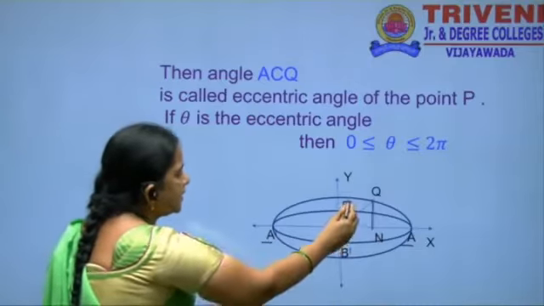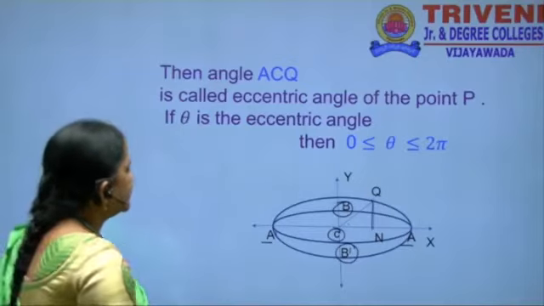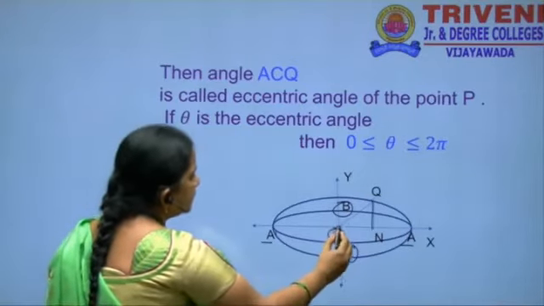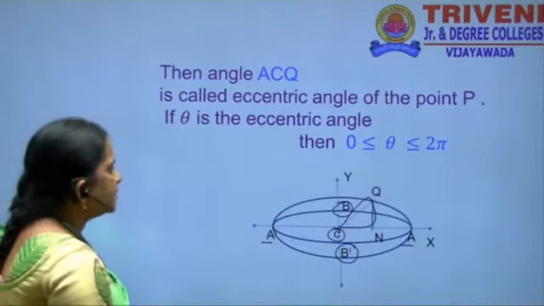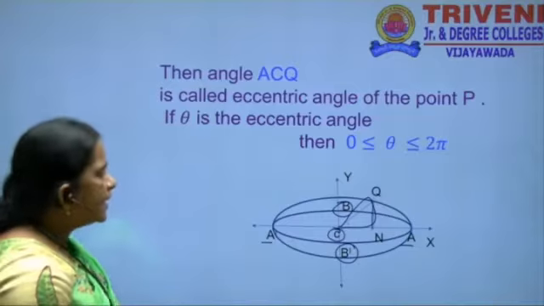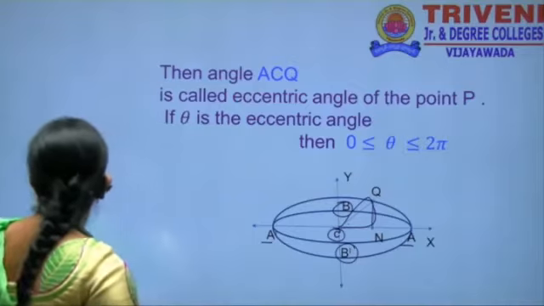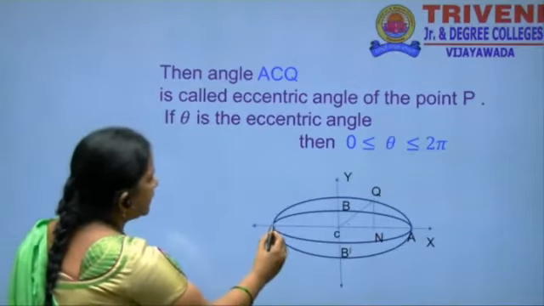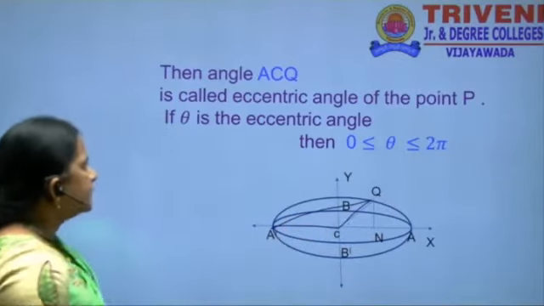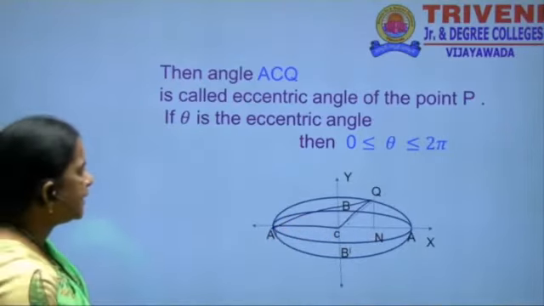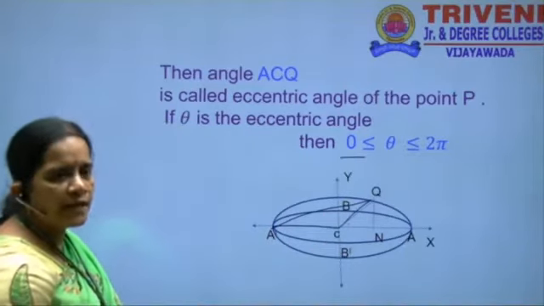We have to draw here B and B dash, the ends of the minor axis. Then the angle ACQ is called the eccentric angle. Here 0 is less than or equal to theta, less than or equal to 2 pi. That is ACQ. ACQ is the eccentric angle at P. It can be denoted by theta, where 0 is less than or equal to theta, less than or equal to 2 pi.